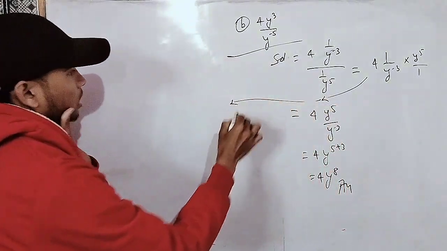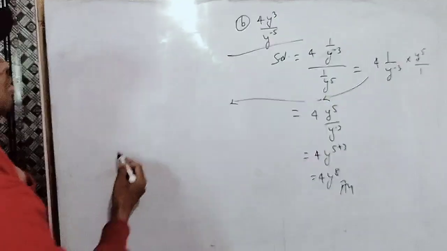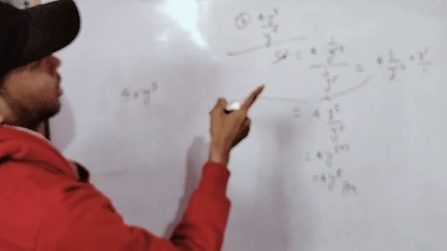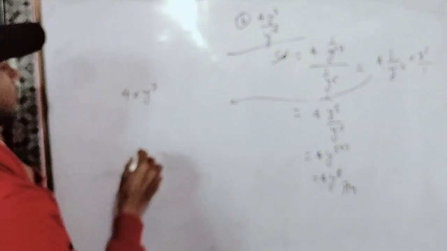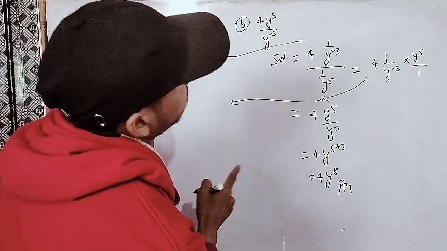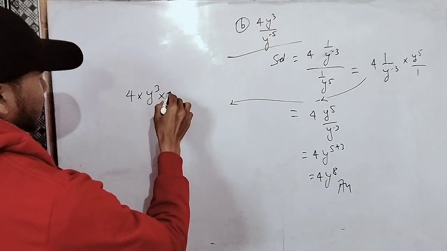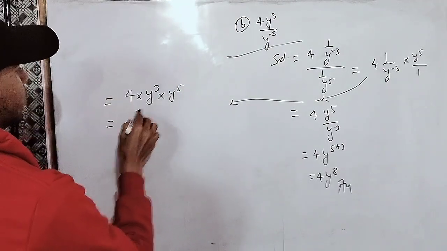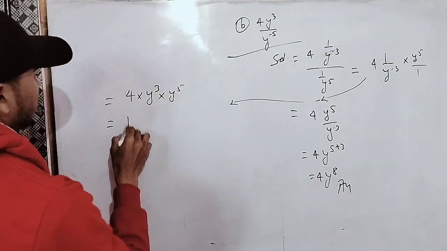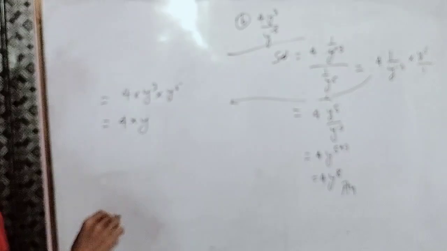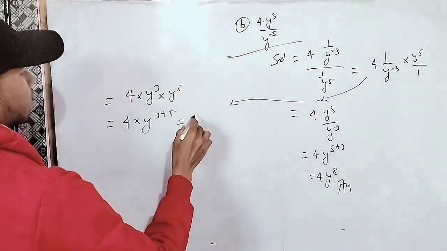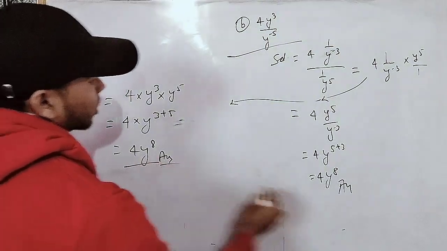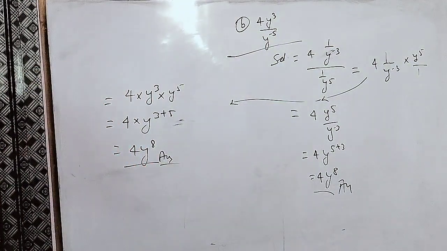And second, by using product rule. 4 then y3, we removed the fraction. Then now we have as it is, 1 is added. Now we have a what? Product rule. y is common, 3 plus 5. Can we write it? 4 what? This and this you can see is the same.